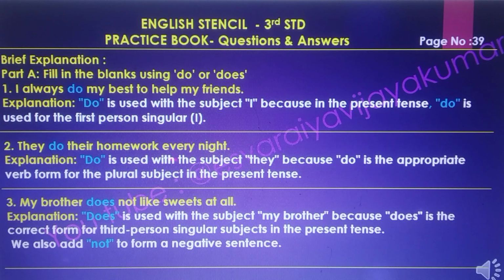They do their homework every night. Explanation: "do" is used with the subject "they" because do is the appropriate verb form for plural subjects in the present tense. Third one, my brother does not like sweets at all. Explanation: "does" is used with the subject "my brother" because does is the correct form for third person singular subjects in the present tense.